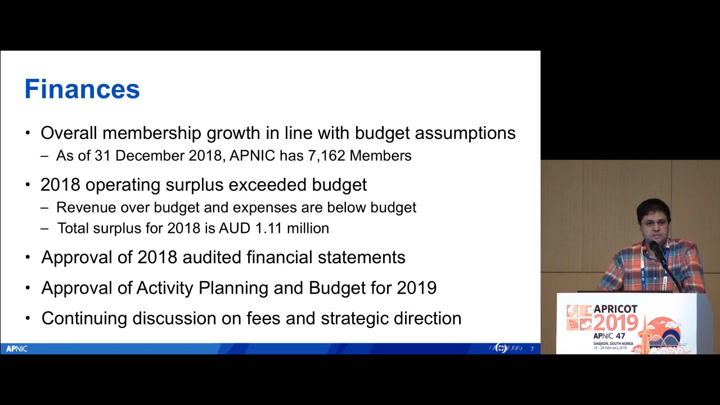Finances, we just talked about the finances before the break. All good so far. As of the end of 2018, we had 7,162 members. In 2018, we had an operating surplus. Revenue over budget and expenses below budget, which is always a good thing. We had a total surplus of Australian dollars 1.11 million. We approved the auditor's report for 2018, so the audited financial reports for the last year are now available on the website. We also approved the activity plan for 2019 along with the budget for 2019. And we continue to discuss the direction around fees and what other things we can do.